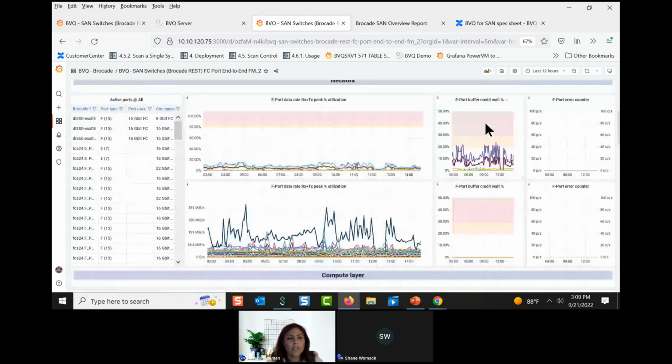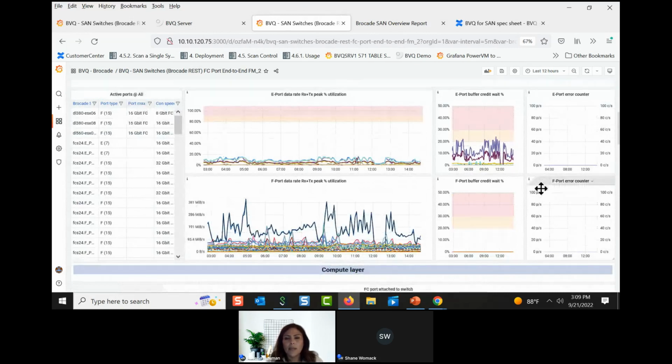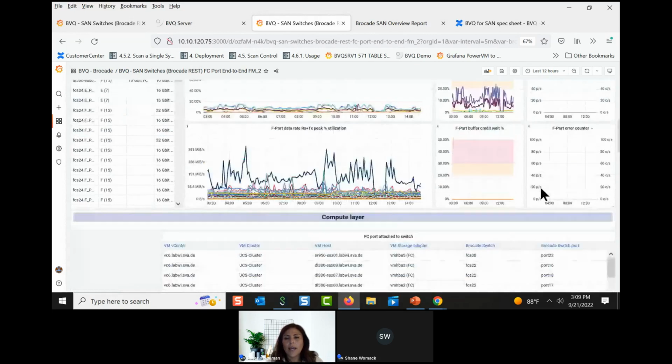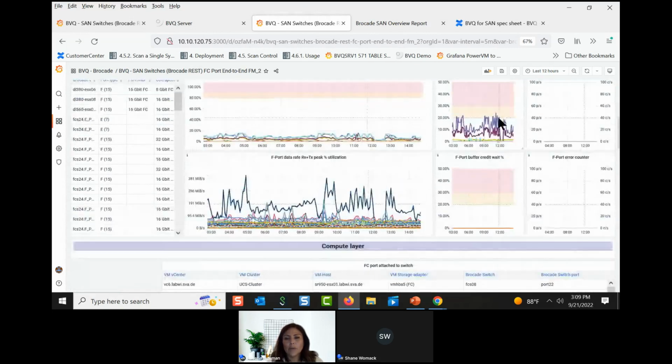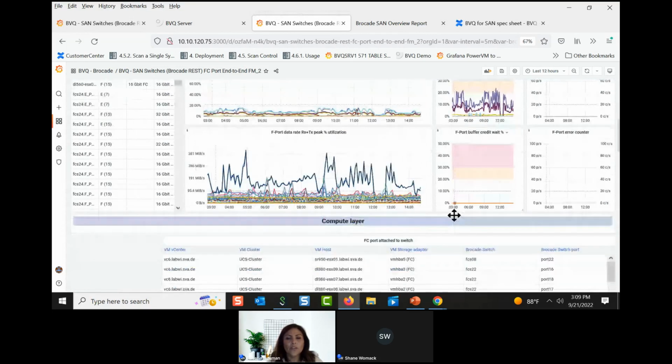And we have a table here that shows the port type and the ports on the switch that are actually active. And again, we saw this high buffer credit wait, and we can determine, okay, the highest peak occurred during this specific time interval and follow that data path to the compute layer.